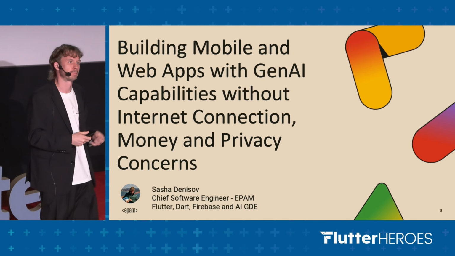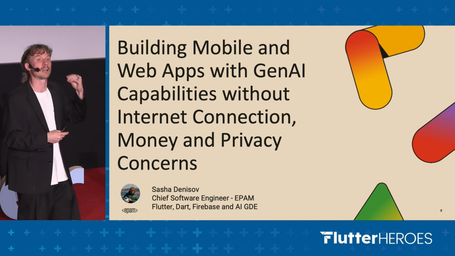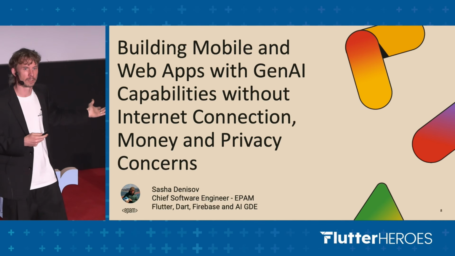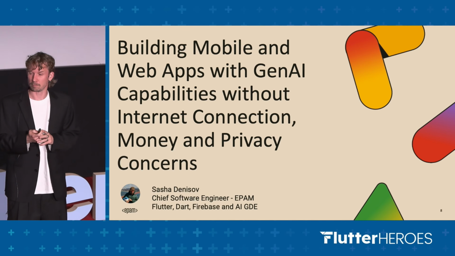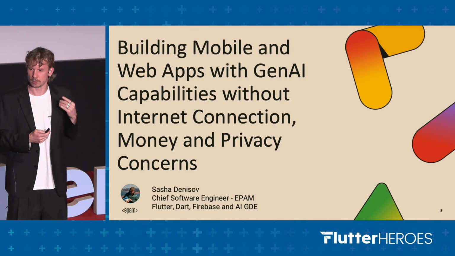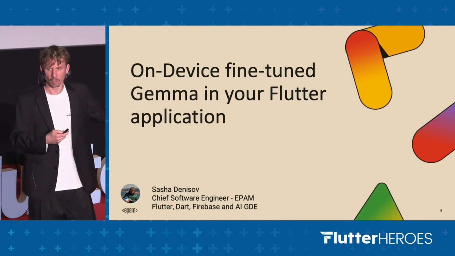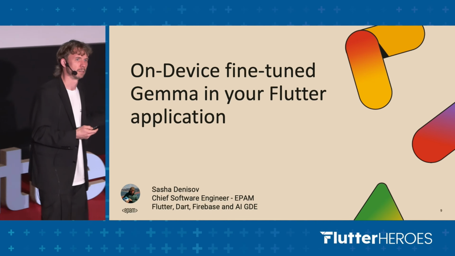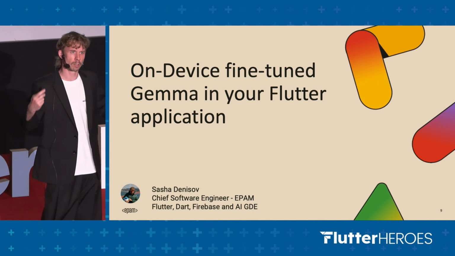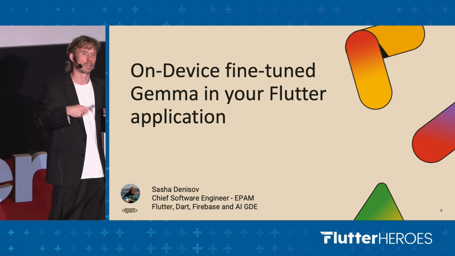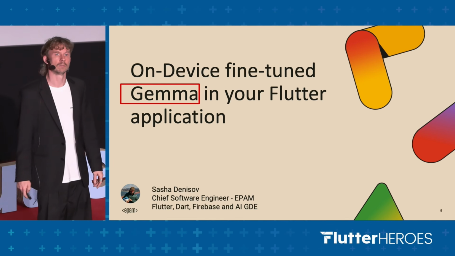So that's why the purpose of the talk is how to implement a mobile application and avoid all these situations. So the long name: building mobile and web applications with generative AI. Or, simpler, as it was in the beginning: on-device fine-tuned Gemma in your Flutter application. Much shorter. I decided to split the talk into a few parts and explain part by part. What does Gemma mean? Who knows what Gemma is?